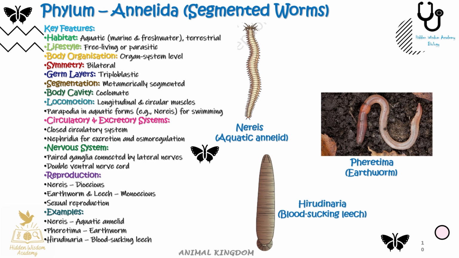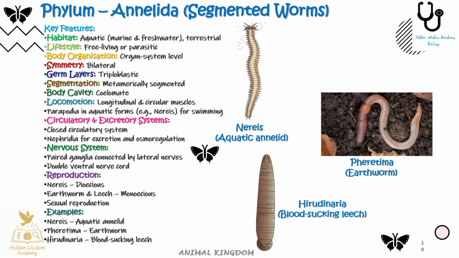They show true segmentation, known as metameric segmentation, where the body is divided into repeated segments. They are coelomates, possessing a true body cavity. For movement, they use both longitudinal and circular muscles, and in aquatic forms like Nereis, parapodia help in swimming. The circulatory system is closed, a significant advancement compared to earlier phyla. They excrete waste and regulate water balance using nephridia.